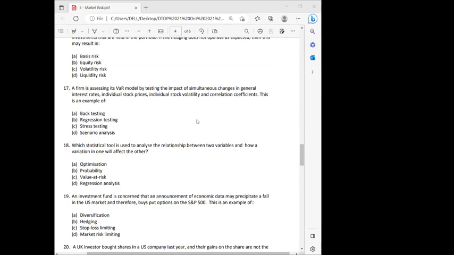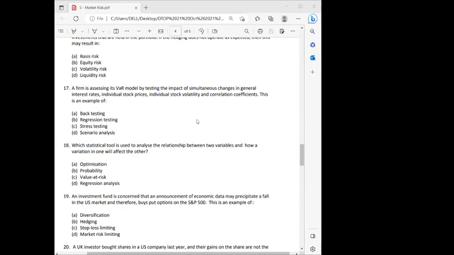The firm is assessing its VaR model by testing the impact of simultaneous changes in general interest rates, individual stock prices, individual stock volatility, and correlation coefficients. This is an example of backtesting, regression testing, stress testing, or scenario analysis.